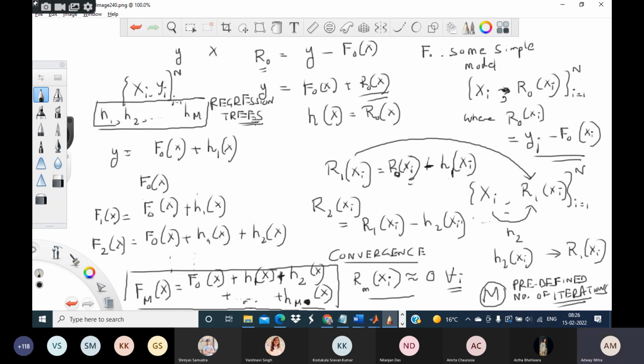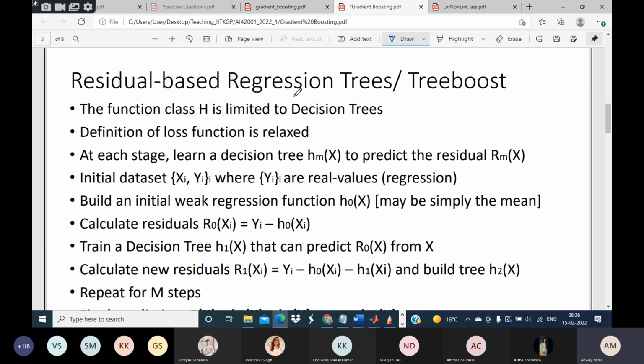Okay, I'm not saying that this is what we always have to do, but if we do this, like in the case of TreeBoost or the residual-based regression tree algorithm, they are all regression trees. So what happens in this case is that the definition of the loss function is relaxed.